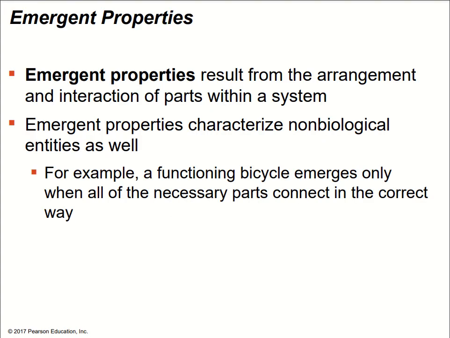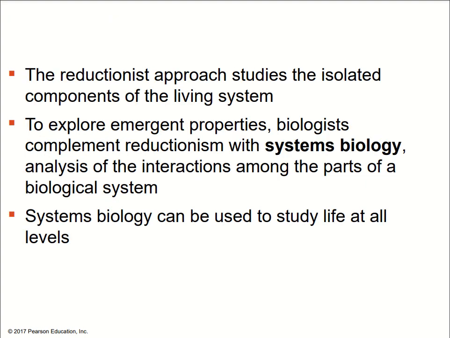Emergent properties are what result from the arrangement and interaction of parts within a system. Emergent properties characterize non-biological entities as well, not just living ones. For example, a functioning bicycle emerges only when all the necessary parts connect in the correct way. Sort of like how when a certain protein is being made, it's made from different amino acid components, and once they all come together, there's a protein that provides a particular function, whether building certain tissues in our bodies or allowing for certain mobility from cellular to macroscopic. Now, the reductionist approach studies the isolated components in a living system.